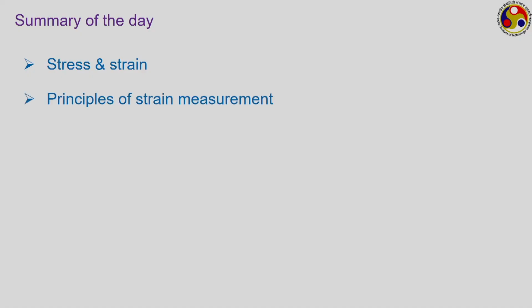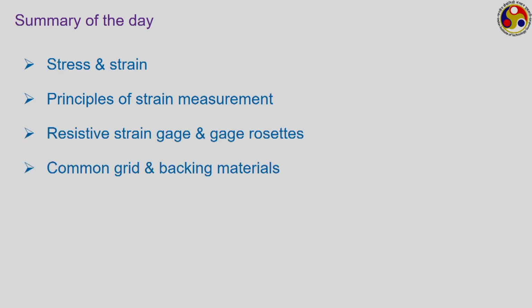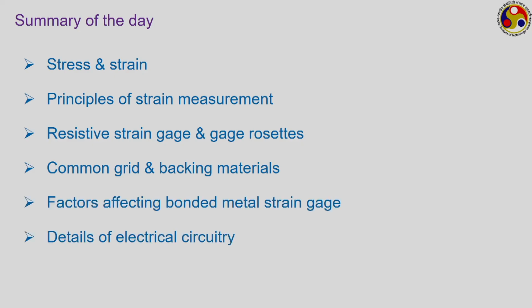We have a third one, which is called the simple constant current strain gauge circuit, but today I do not have time, so I am finishing the discussion here for the day. We shall discuss it in the next discussion. So, the summary of the day: we have discussed the stress strain relationship. Starting from there we discussed the principle of strain measurement, and then we focused only on resistive strain gauges. Then we discussed relevant materials, the grid and backing materials. We discussed different factors which can affect the performance of bonded metal strain gauges, and then we discussed the details of 2 electrical circuits.